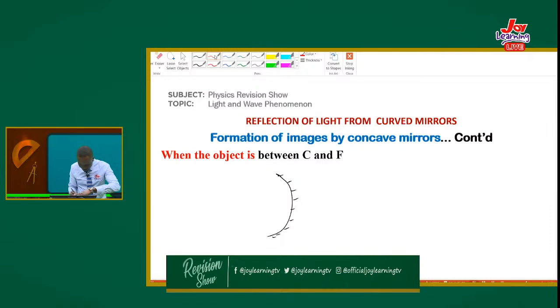The principal axis. Okay, that's good. So object between C and F. So I need to get C somewhere. I need to get F to somewhere and put the object between them. Of course, the pole of the mirror is somewhere here.